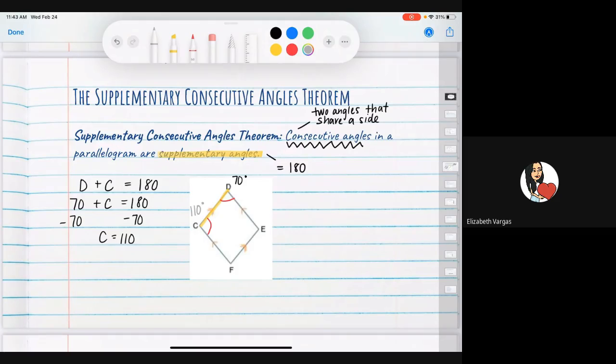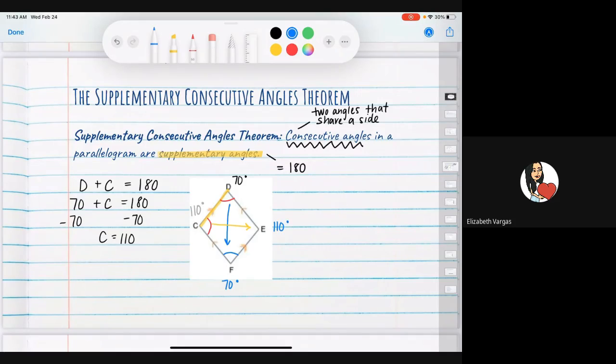And then the unique thing about the theorem that we just looked at is we also know how to identify the measure of opposite angles, because opposite angles in a parallelogram are congruent. So if I wanted to find the measure of angle F, that would be 70. And if I wanted to find the measure of angle C or angle E, well, look at the opposite angle.